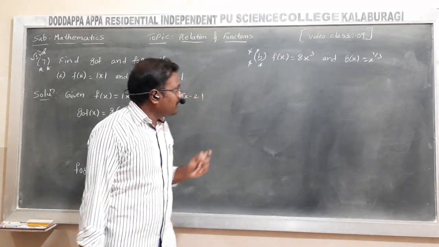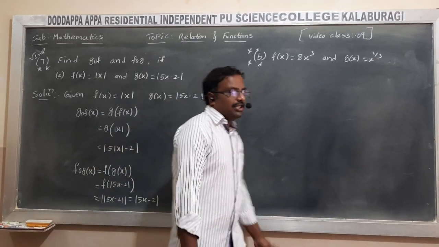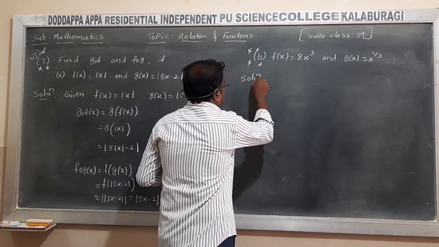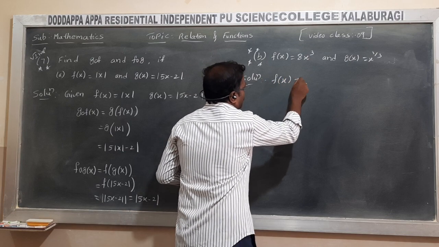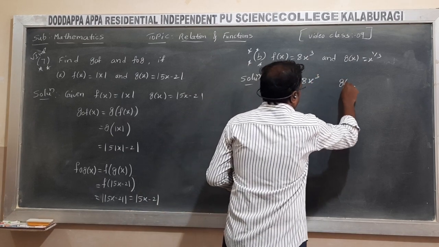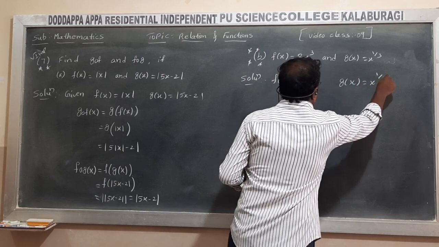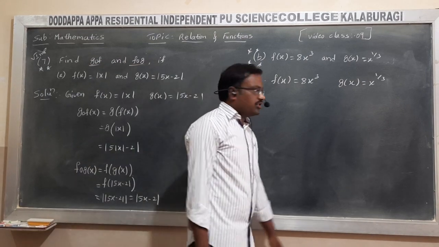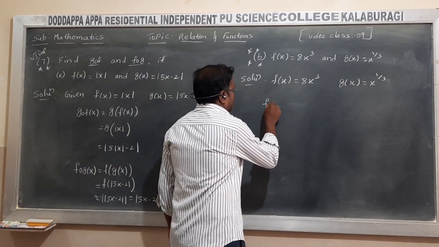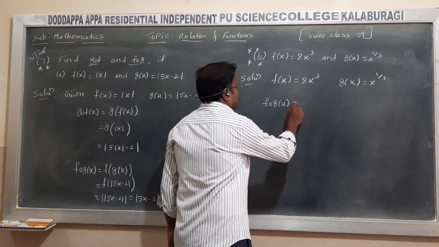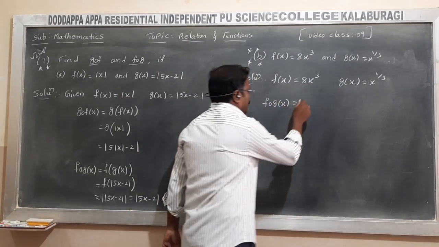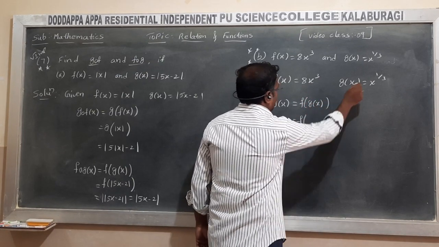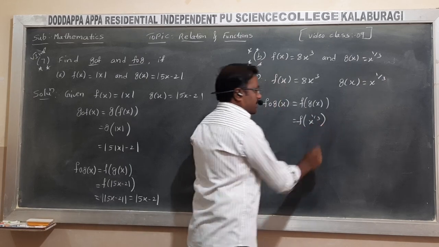Okay, so we go for another problem, very important. So see here what is the given here. f of x value is given. f of x is equal to 8x cube and g of x is equal to x power 1 by 3. Then you can find out g naught of f naught of g. So as usual method, first you can take f naught of g of x. That can be written f of g of x. g of x value is x power 1 by 3.